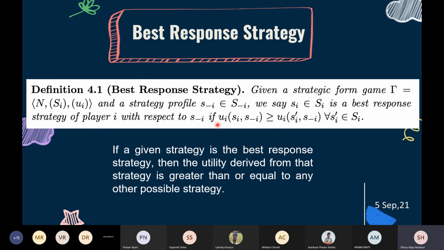Basically, if UI is the utility derived from a particular strategy SI, and SI dash is any other possible strategy that that player can take. If SI is the best possible strategy for that player, then the utility derived from SI will always be greater than or equal to the utility derived from SI dash, which is any other strategy that that player can take, right? So this is just the mathematical way of writing: the best possible strategy is always better than or at least equal to any other possible strategy that the player can take. So does that make sense?